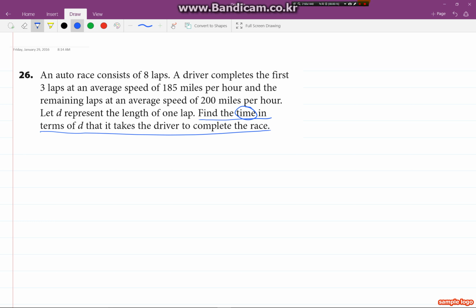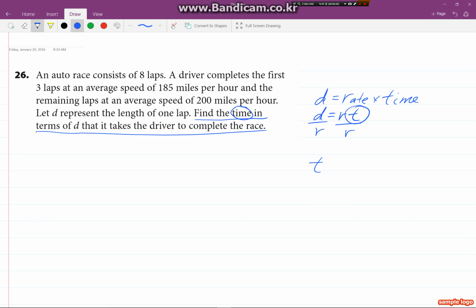Now for this type of question, you need to know one other formula, and that is distance equals rate times time. If D equals RT, and we want to figure out what T is, we divide by R. And so now we come out with T equals D over R.